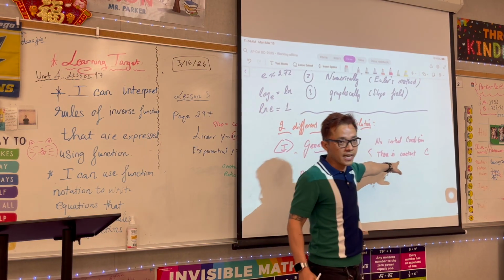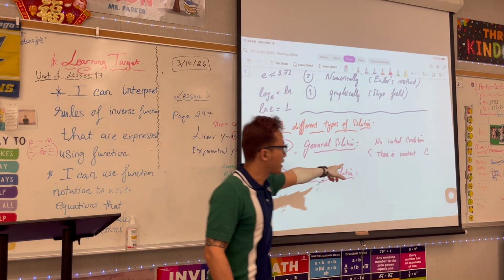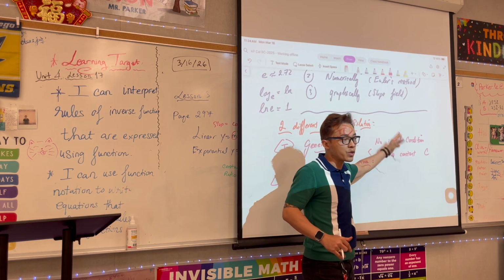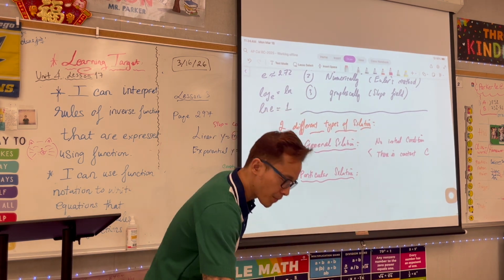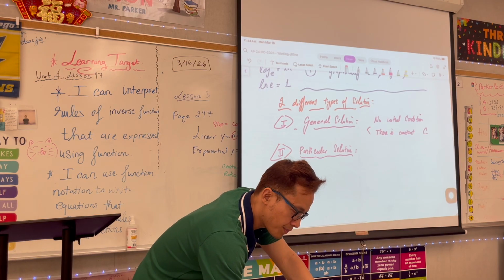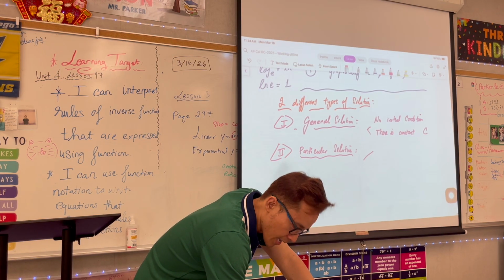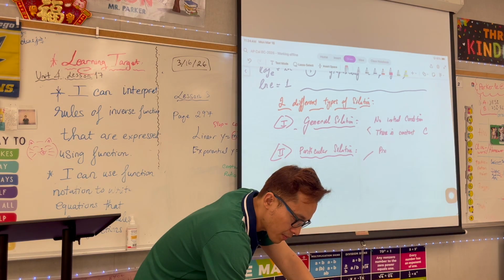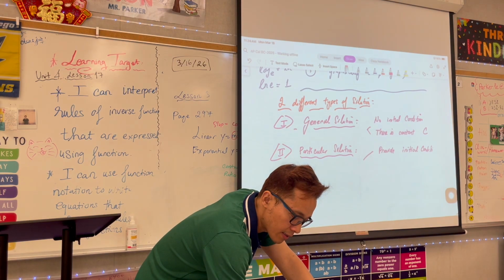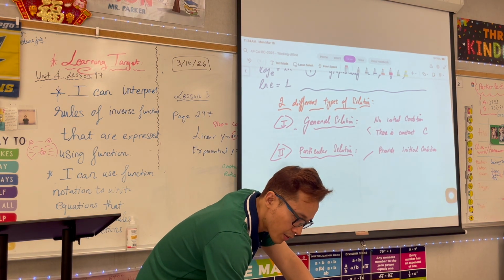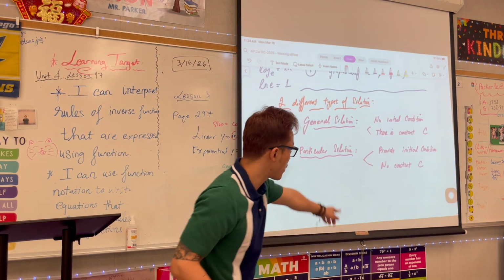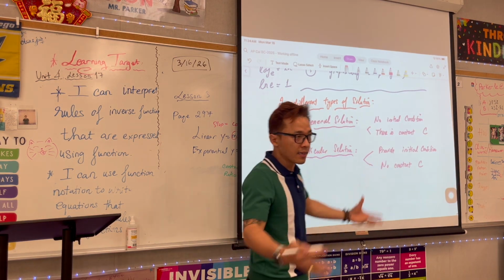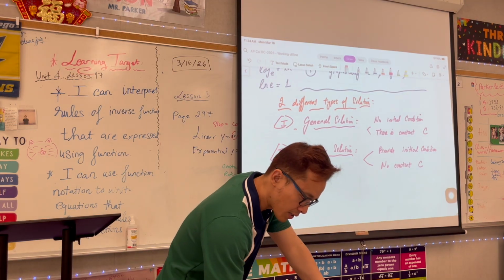So, is there a constant C for the general solution? There will be a constant C, because you don't know the initial condition, so you need to have some constant. A particular solution is when they do give you an initial condition. They provide the initial condition. Do you have C? No C then, no constant C. Why no constant C? Because you have enough information to find it.